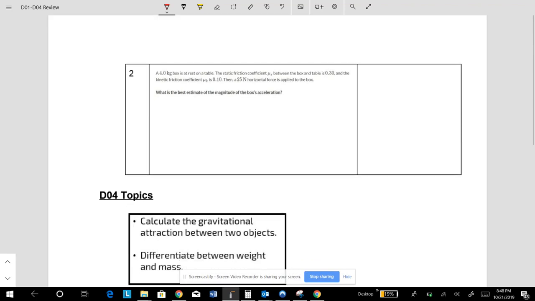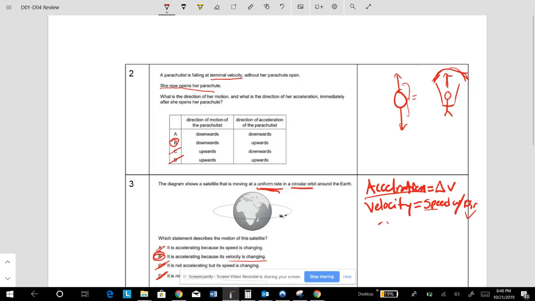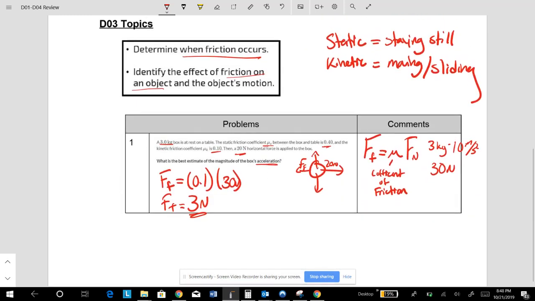So problem 2, a 4-kilogram box is at rest on a table. The static friction coefficient is 0.3, and the kinetic coefficient is 0.1. There's a 25 Newton horizontal force applied to the box. What is the best magnitude of the box's acceleration? Oh, actually, let's go back to this problem down here. I didn't find the force of acceleration.